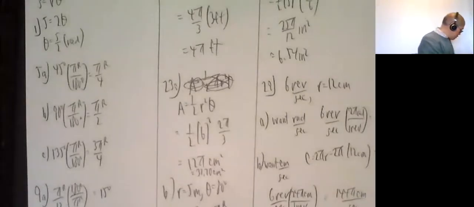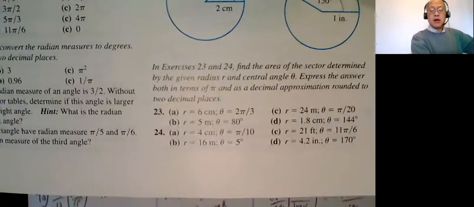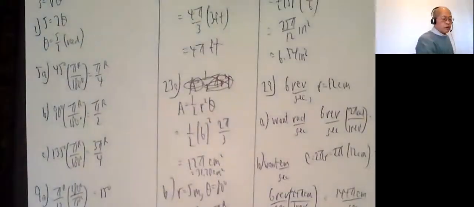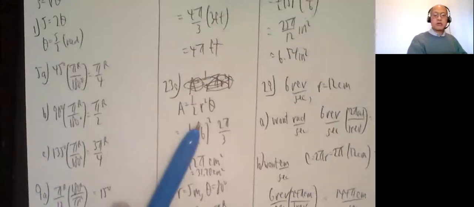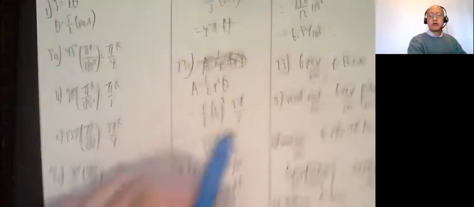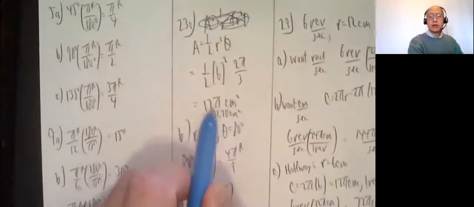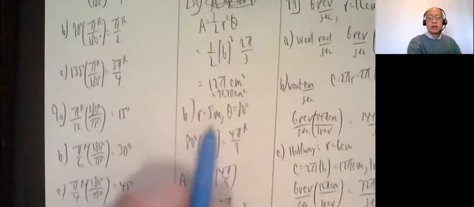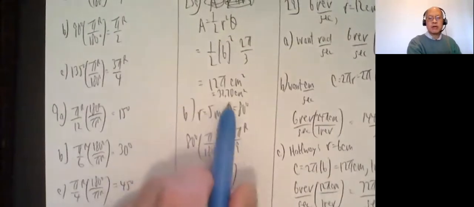23a asks for the area. Okay, so R is 6, theta is 2 pi over 3. So I use the formula area is 1/2 R squared theta. So 1/2 6 squared, 2 pi over 3. Crunch it out, you get 12 pi centimeters squared, square units for area. And in a calculator, that's about 37.70 centimeters squared.